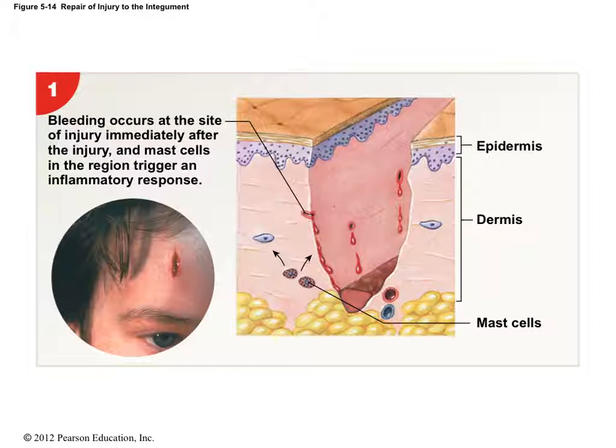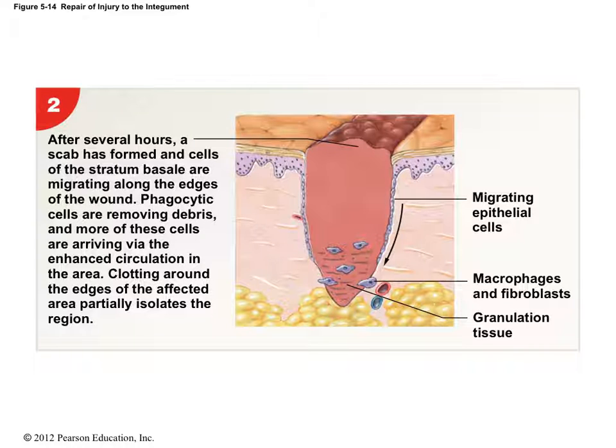Now, with skin regeneration or tissue regeneration, the first step is where the blood will come and form a scab. We call it scab formation. Next, we have tissue granulation, and that's what we see here, where the migrating epithelial cells begin, and the macrophages and fibroblasts come into play and clean up the area, and we see the granulation tissue. That's called granulation.